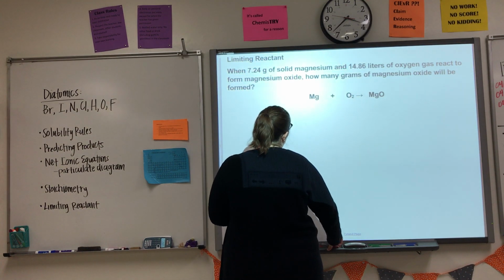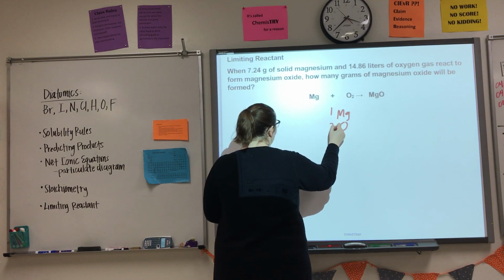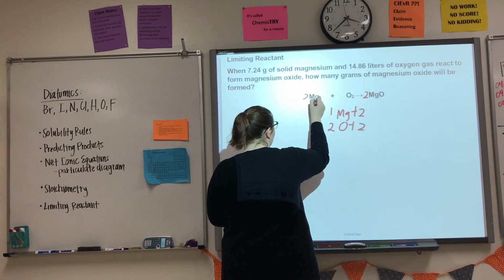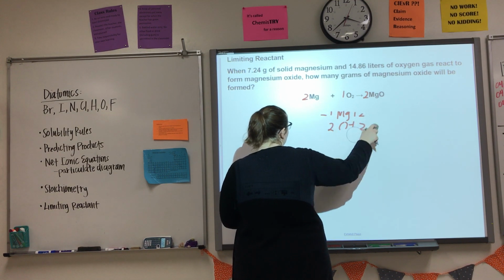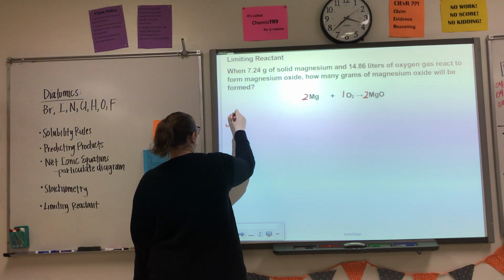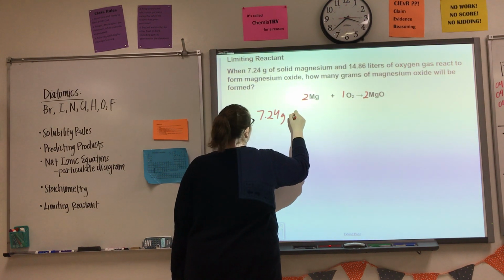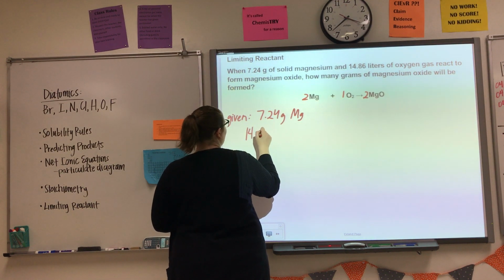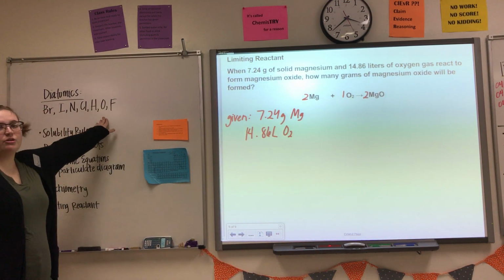So first thing we're going to do is balance. All right, Mg and O are my only 2 elements. 1 Mg, 2 O, 1 Mg, 1 Mg. So I'm going to put 2 here, and I'm going to put 2 here. And I'm going to put a 1 there, just to save us any possible confusion. Okay. So I'm going to have 2 different givens. My first given is 7.24 grams of solid magnesium, or Mg, and 14.86 liters of oxygen gas. Remember, oxygen is a part of our diatomic group, so that's why it's O2.